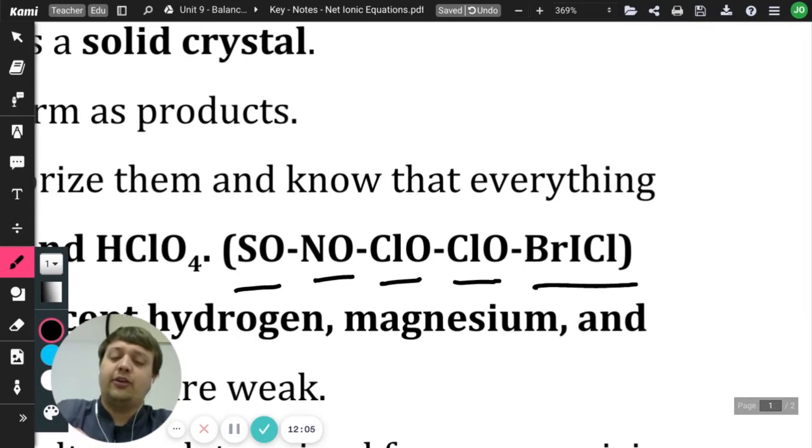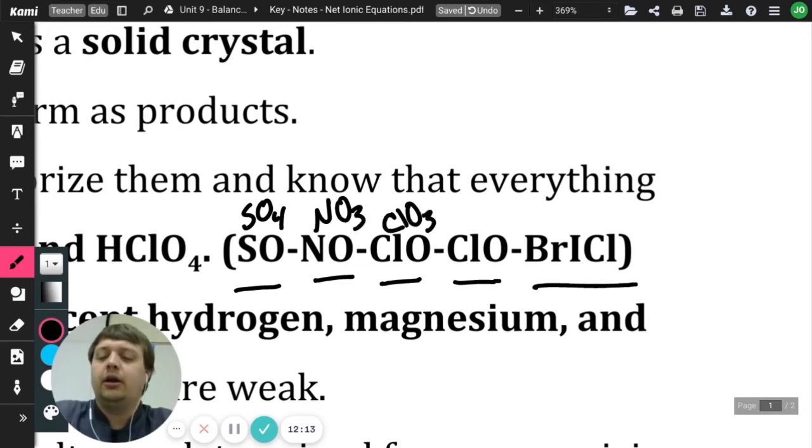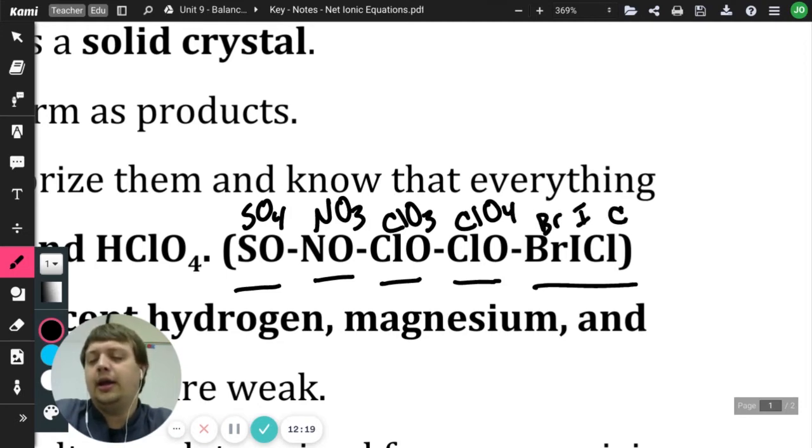Essentially, "so" would be SO4, "no" would be NO3, "clo": the first one would be ClO3, the second one would be ClO4, and then we've got bromine, iodine, and chlorine. So those would be the 7 different substances that would form a strong acid.